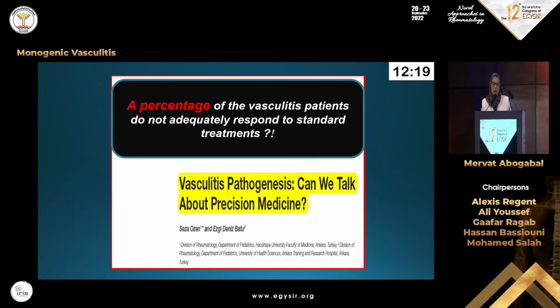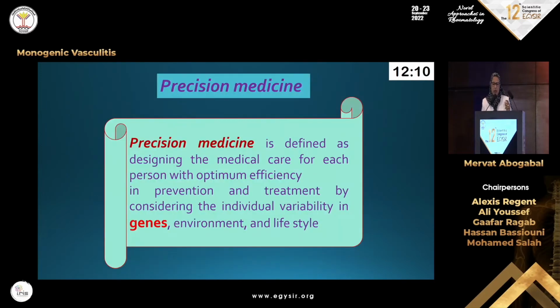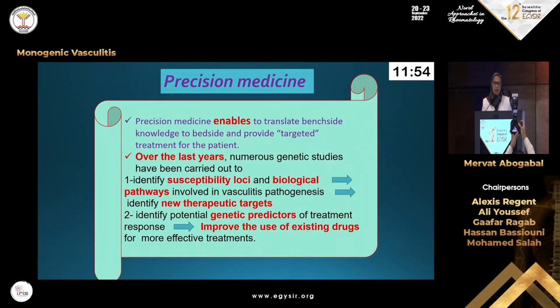It came from the observation that a percentage of vasculitis patients don't adequately respond to standard treatment, hence the need for precision medicine. Precision medicine is defined as designing medical care for each person with optimum efficiency in prevention and treatment by considering individual variability as regards genes, genetic profiling, environment, and lifestyle. This means that precision medicine enables translating bench-side knowledge to bedside and provides targeted treatment for the patient.